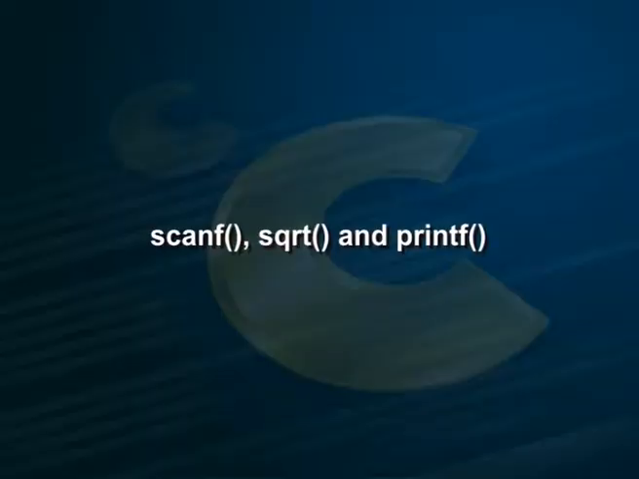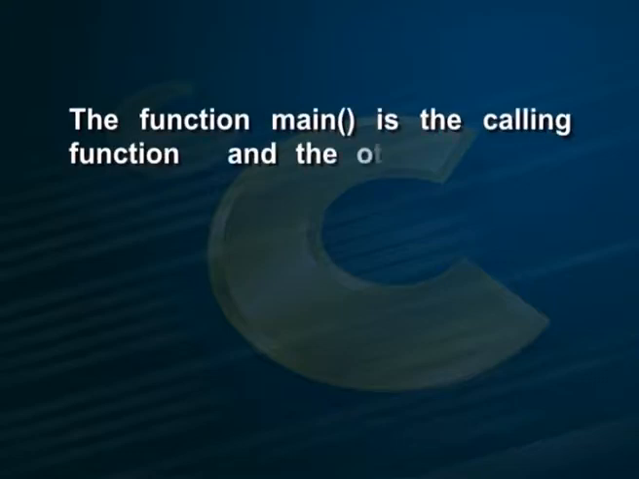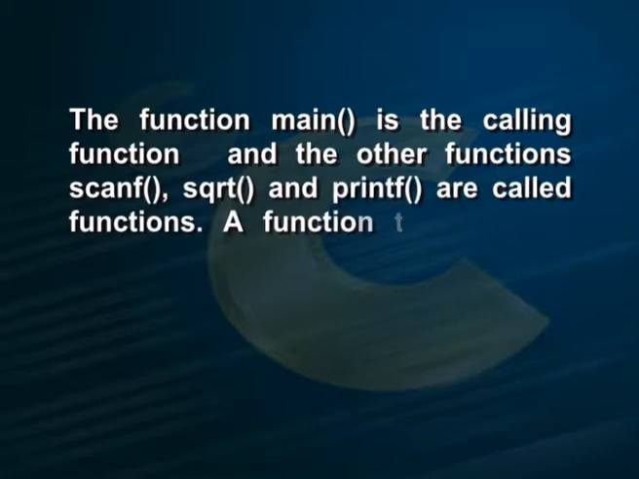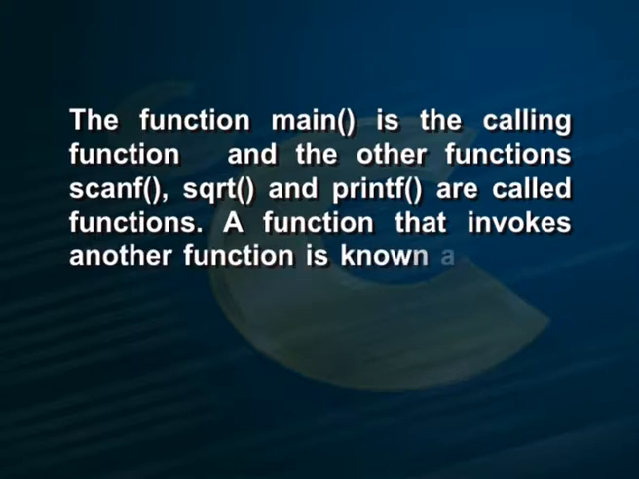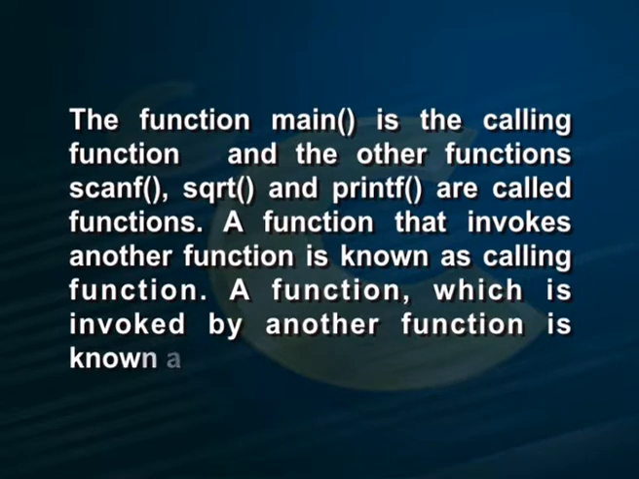The main function invokes or calls other functions within it. Here, three functions scanf, sqrt and printf are invoked by the main function. The function main is the calling function and the other functions scanf, sqrt and printf are called functions. A function that invokes another function is known as a calling function. A function which is invoked by another function is known as a called function. In C, main is the first calling function in any program.